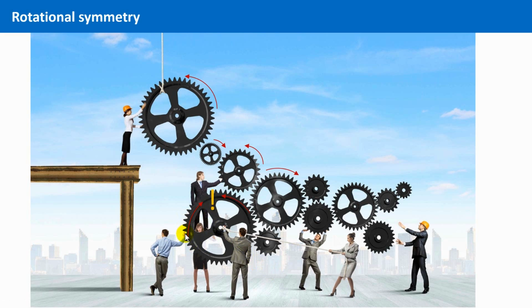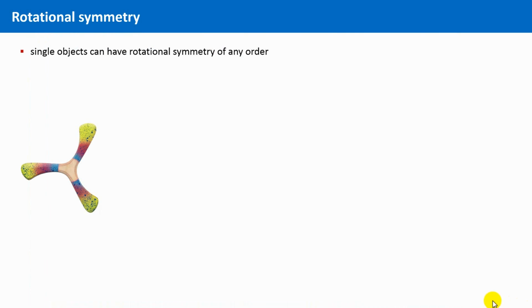These cog or gear wheels have different rotational symmetry of different order, ranging from 4 to 25. This picture should already reveal that objects can have any imaginable rotational symmetry. Let's have a look at some other objects.